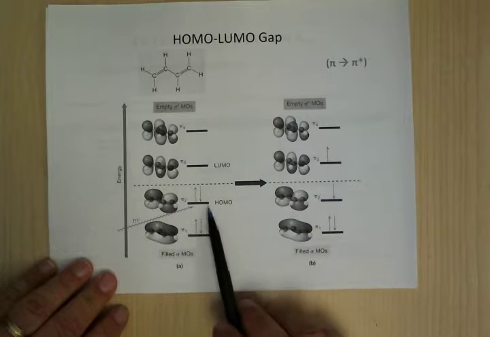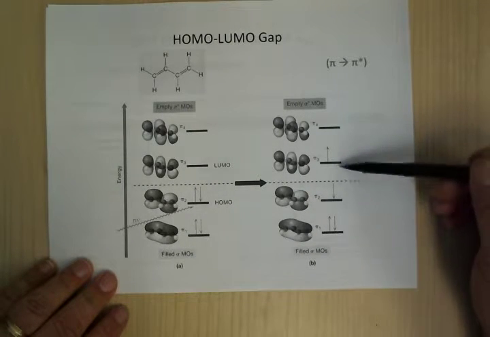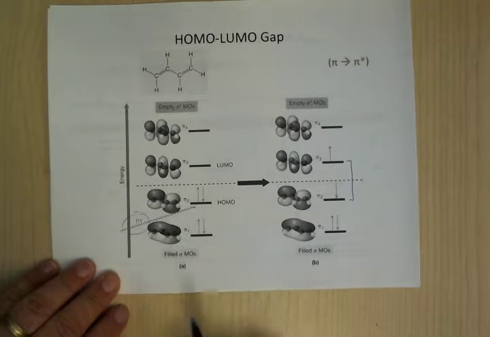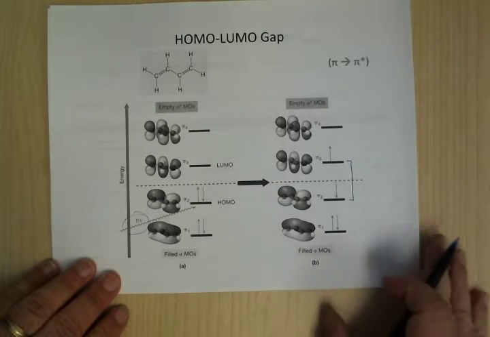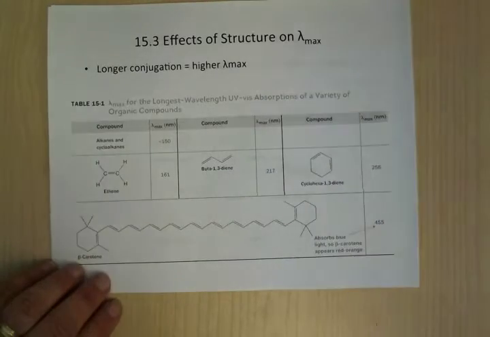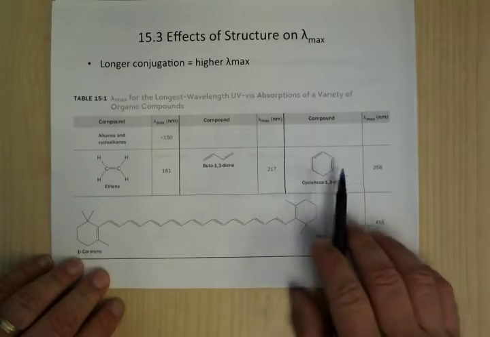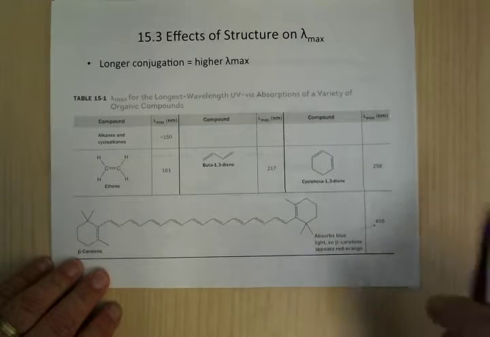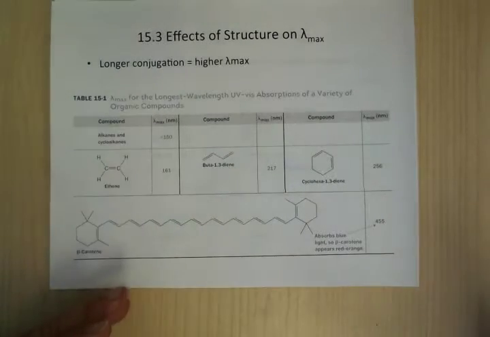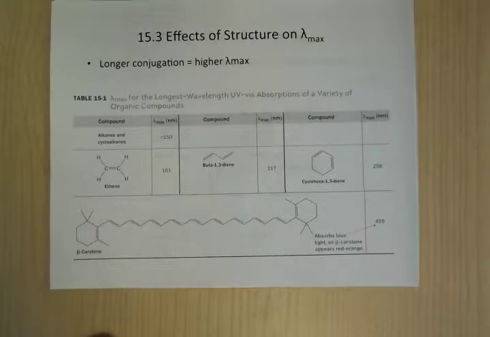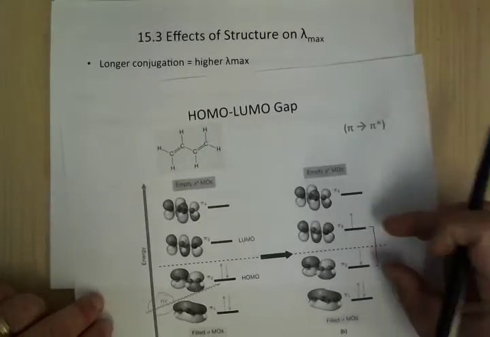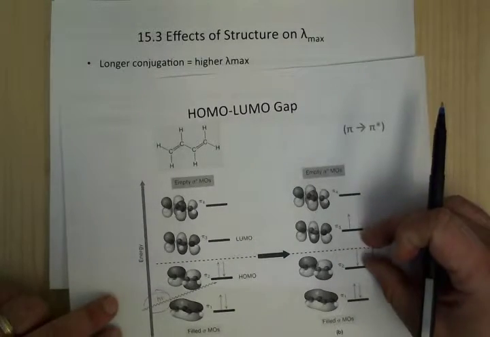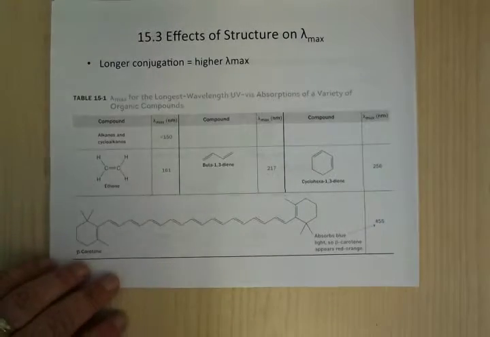And so it's typically a pi to pi star transition. This gap corresponds to the energy of that photon. It turns out the longer the stretch of conjugation, so double single, double single, double single, double single, the longer the wavelength that you end up absorbing. As you extend out the conjugation, you get more double single, this gap shrinks, so it doesn't have to absorb as high energy light.